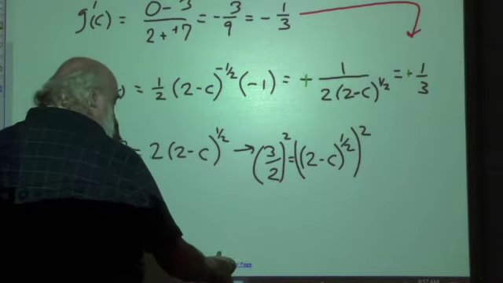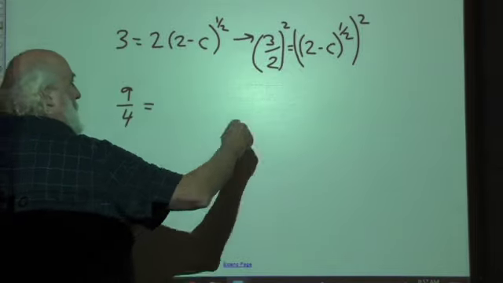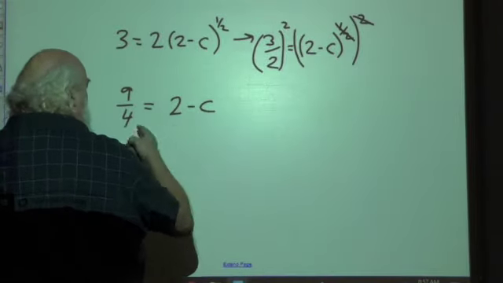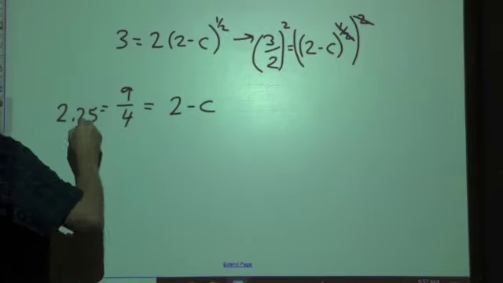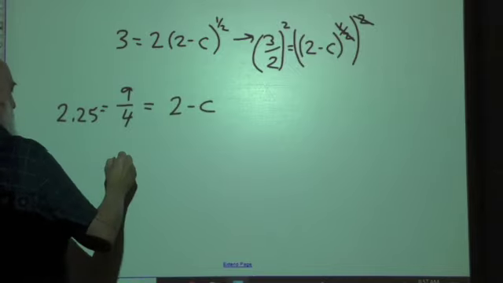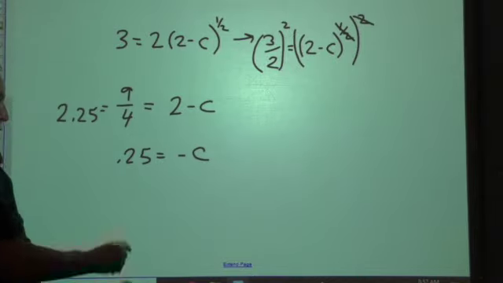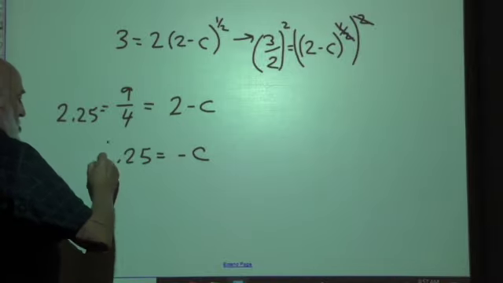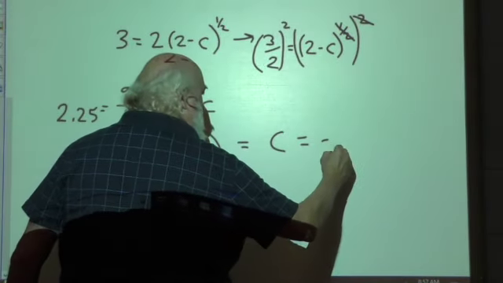All right, so that gives me 9/4 on the left-hand side. These cancel out because 2 times 1/2 is 1, so 2 minus C. I'm going to change that to decimal 2.25. And now I'm going to add -2 to both sides. That gives me 0.25 equals -C. Don't forget that negative sign there when you do this algebra. And then multiply everything by -1, and my answer is C is equal to -0.25.